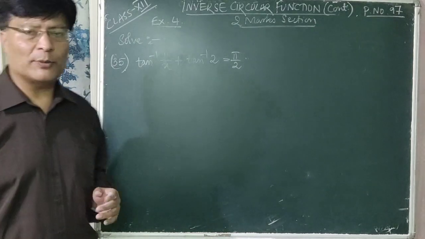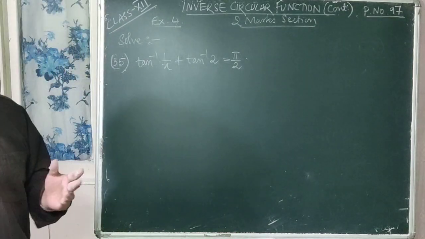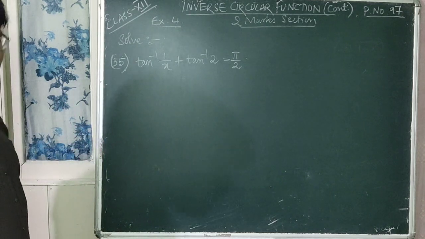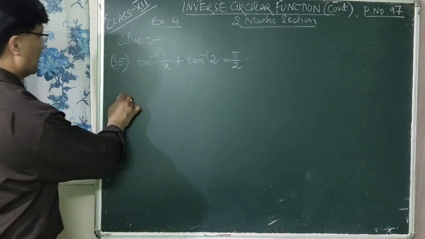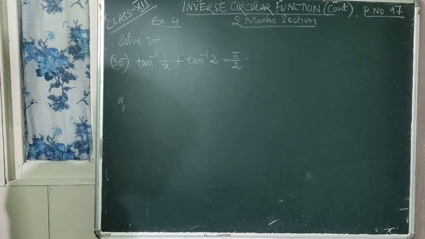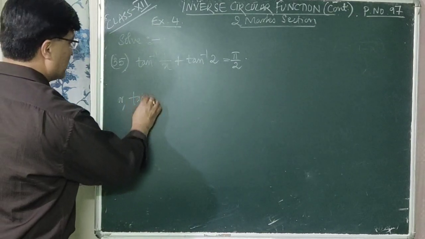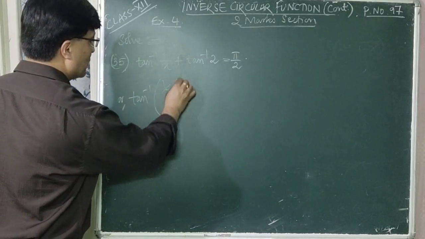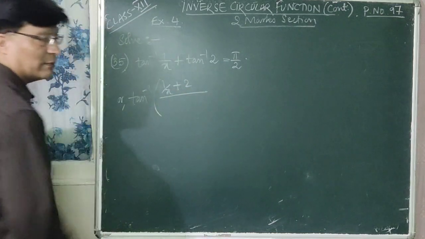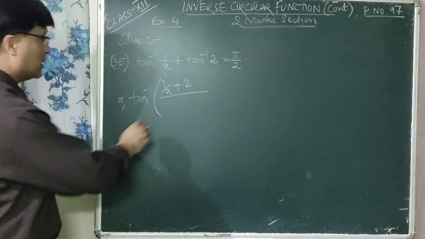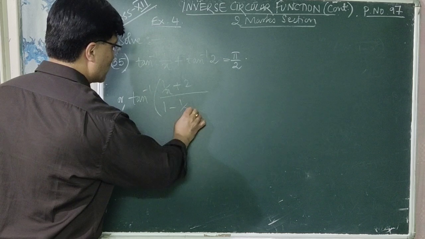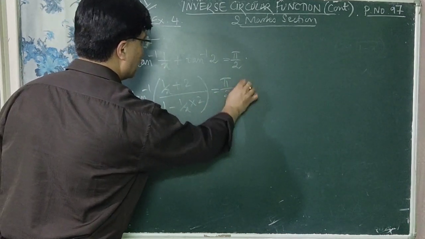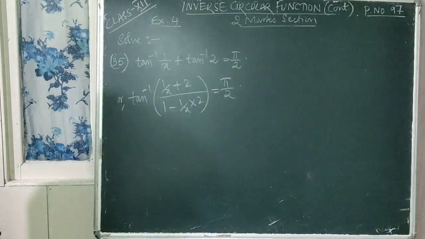So use the formula on the left hand side. What is that formula that you can use? That is tan inverse x plus tan inverse y, right? Let's use that formula. What is tan inverse x plus tan inverse y? It is tan inverse within bracket x plus y. What is x plus y? 1 upon x plus 2, divided by 1 minus xy, isn't it? 1 minus xy means 1 minus 1 upon x into 2, which is equal to pi by 2. Is that right?